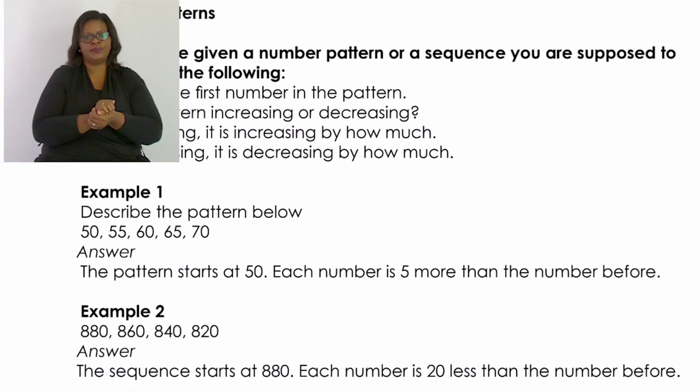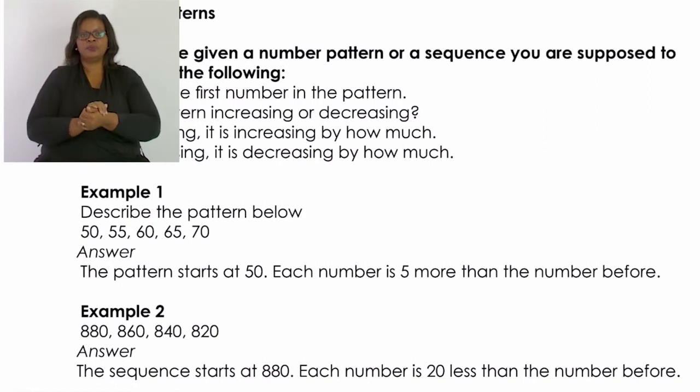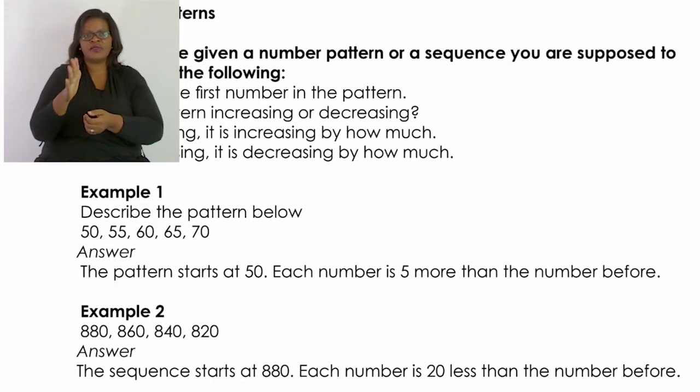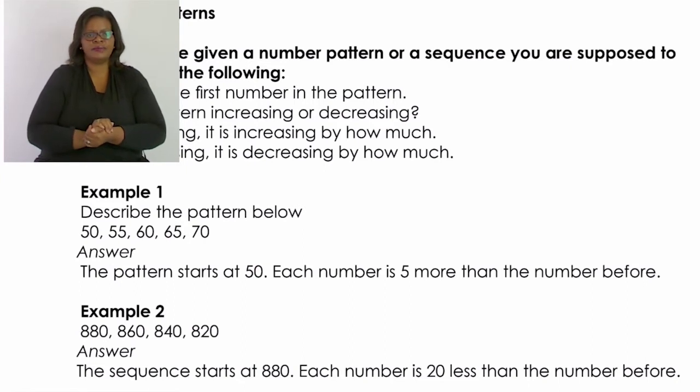Then, if you are starting at 50 and going to 55, it means we are going up. So we are supposed to see we are going up by how many? So we are going to say 60 minus 55, we get 5. So it means each term is having 5 more than the previous one. That is why we end up having 50, 55, 60, 65, 70. Our pattern is going up.